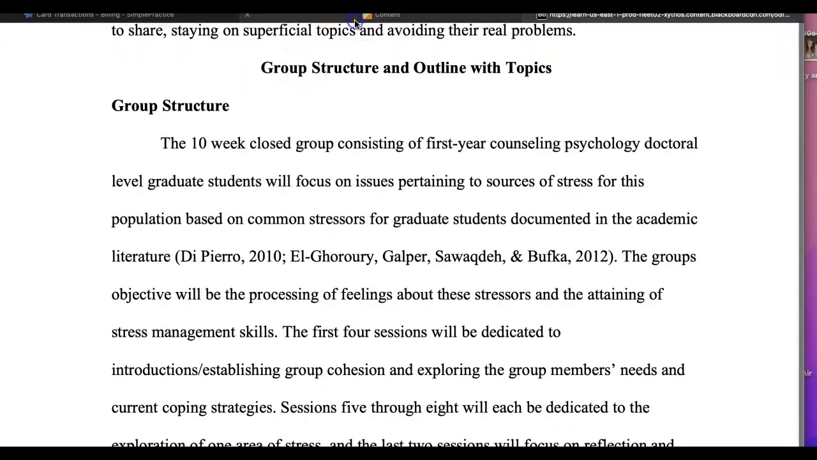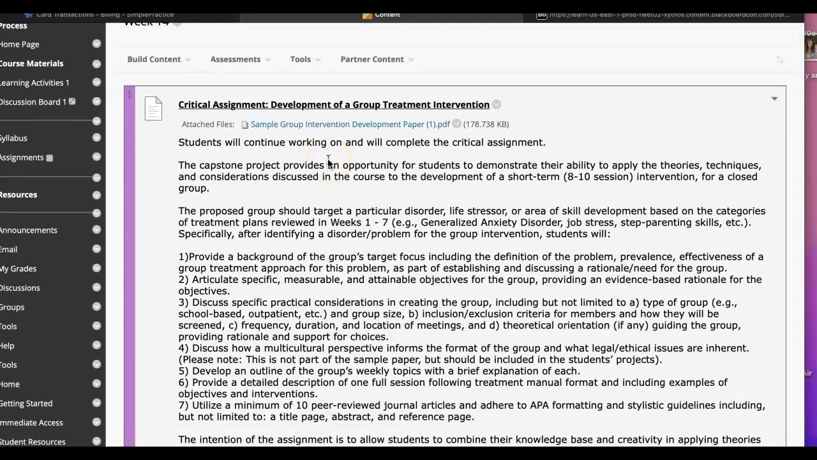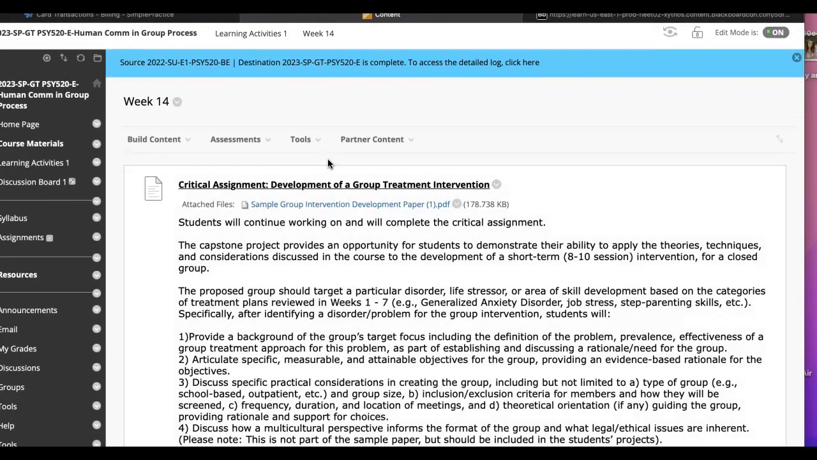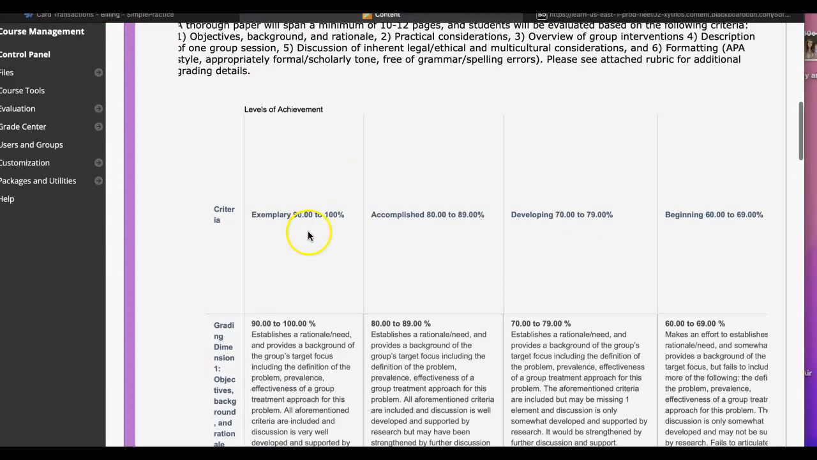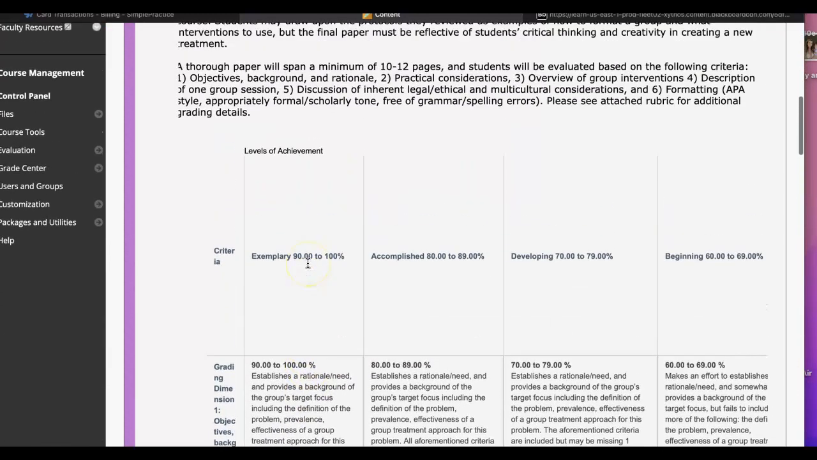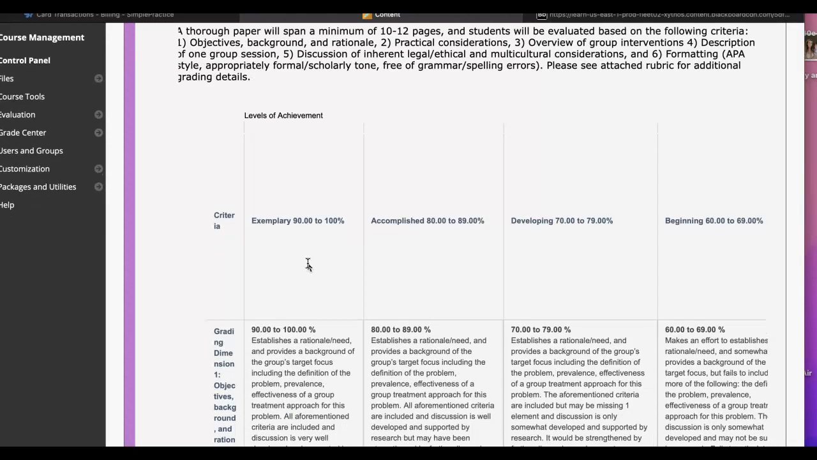Now, if we go back to the content again, when you're looking at the critical assignment section, this is in week 14. Okay, week 14. It shows you the criteria, so where everything should be, as far as this is the outline, this is the pre-outline. Okay, this is how you should base your paper.